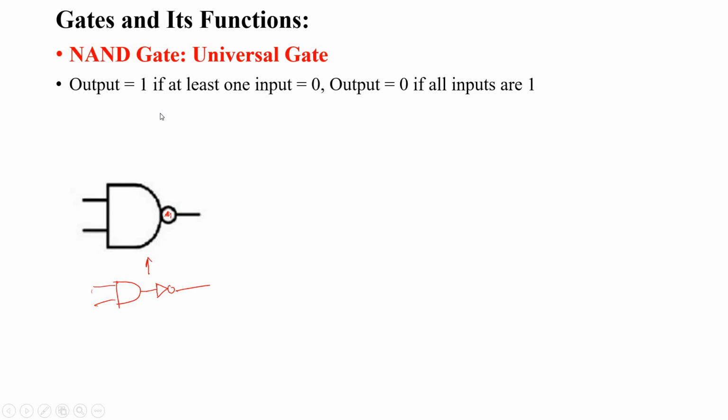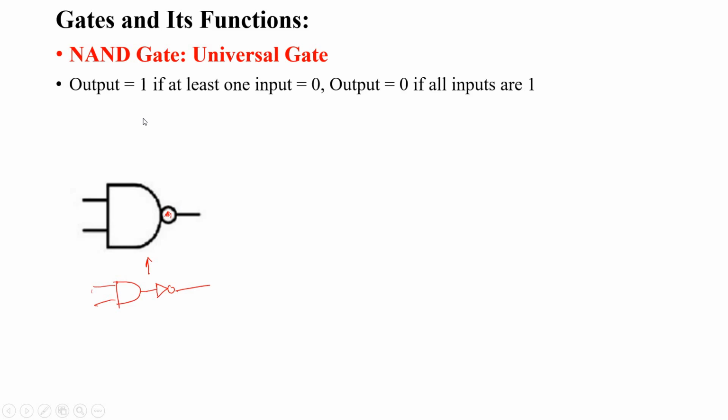Okay. Now the NAND gate is the universal gate. So this is the representation. It is a combination of an AND gate followed by a NOT gate. So an AND gate is represented, and this circle is the indication of inversion. So AND followed by a NOT gate is a NAND gate.